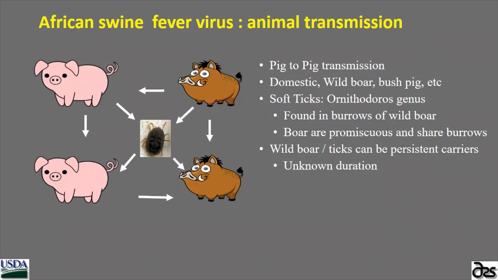So how is African swine fever transmitted? We know it can be transmitted from domestic pig to domestic pig, from wild boar to wild boar, and from wild boar to domestic pig and back and forth, as well as with a soft tick carrier. And this soft tick is often found in burrows of wild boar. They're found ASF positive. Wild boar are very promiscuous and they share each other's burrows. It's a way of transmission. And it's also been shown that wild boar and ticks can be persistent carriers of an unknown duration.